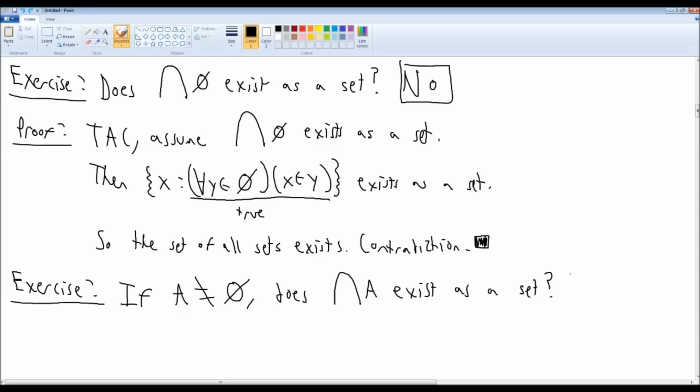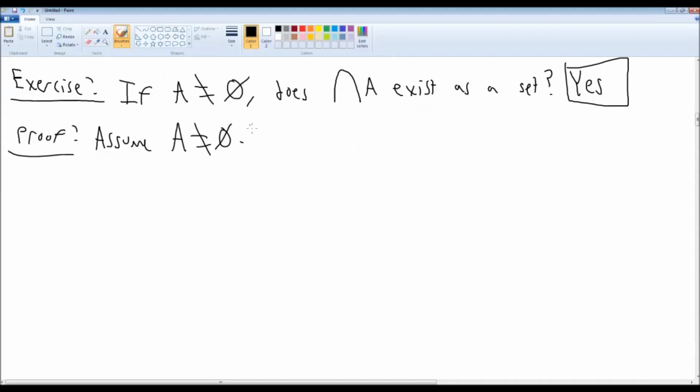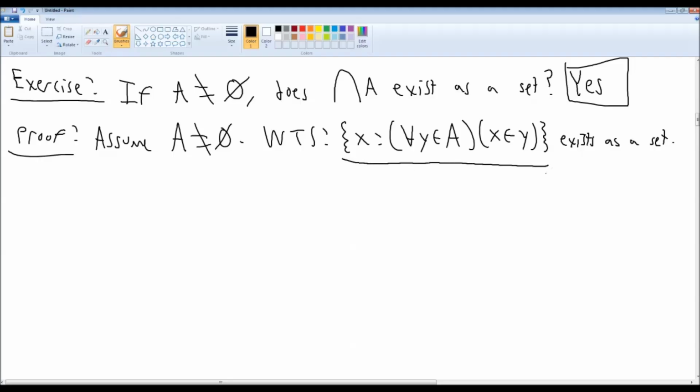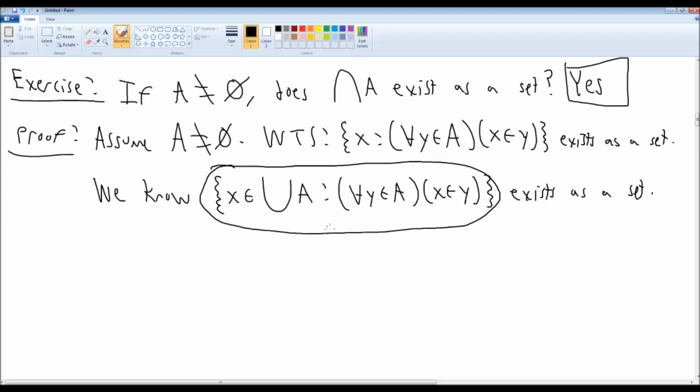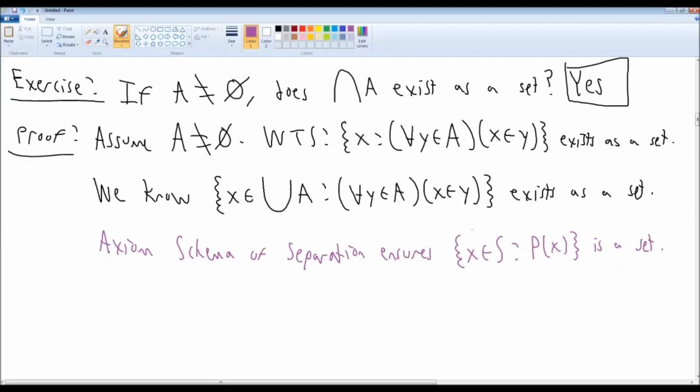It turns out the answer to this question is yes, but it's not obvious. It's something we got to prove. So proof, assume that A is not empty. We want to show that this guy exists as a set, but what's that the same as? That's the same as saying that this guy exists as a set. How can we show that? Well, here's the thing. We know that this guy has to exist as a set by the axiom schema of separation. Recall that the axiom schema of separation ensures that anything that looks like this is a set. In this case, our S is big union of A, and our P of X is this proposition right here.